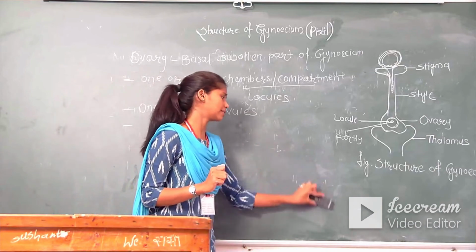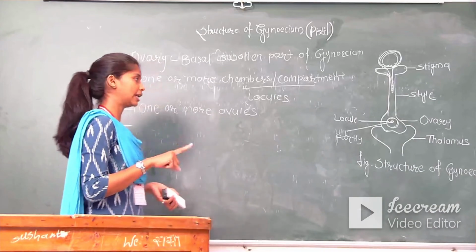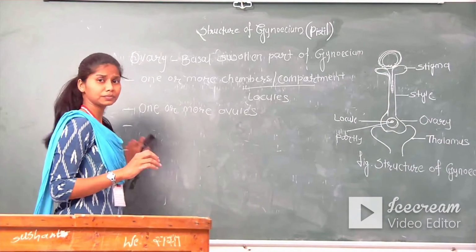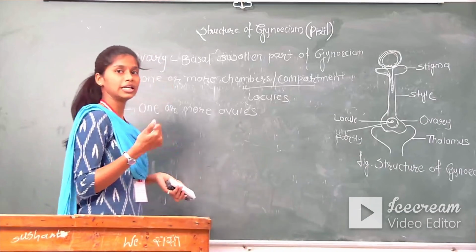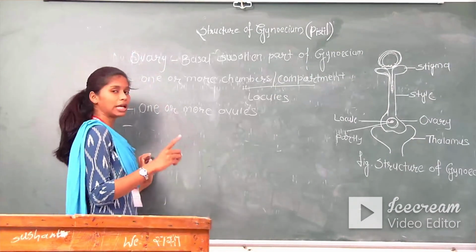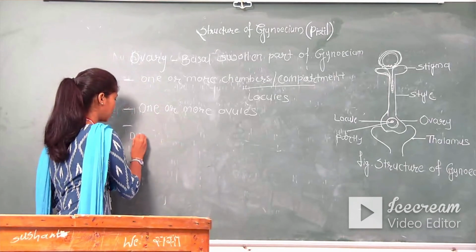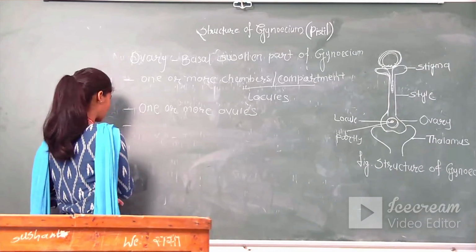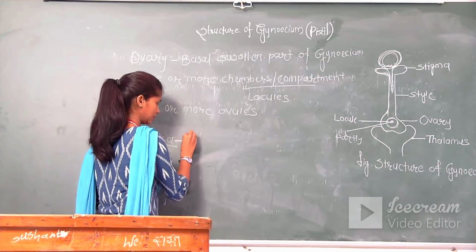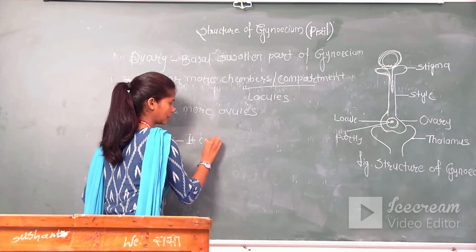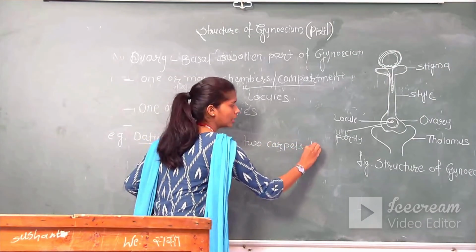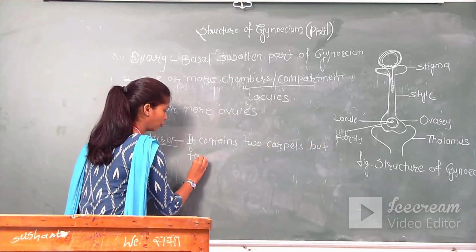In plant species or flowers, the number of locules present inside the ovary is equal to the number of carpels. But there are some exceptions in which the number of locules is more or less than the number of carpels. In most plants, the number of locules equals the number of carpels, but there are some exceptions. Example, Dhatura. In case of Dhatura, which is an exceptional example, it contains 2 carpels, but 4 locules.